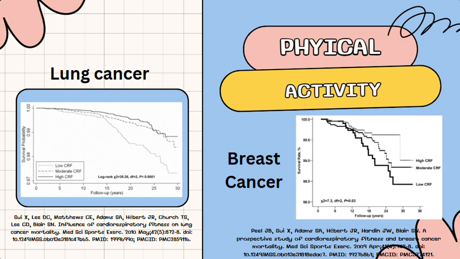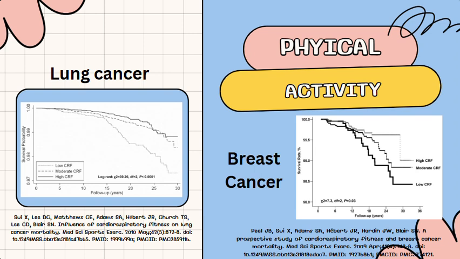versus the solid line, which is high cardiorespiratory fitness. So if you have really good cardiorespiratory fitness, because you were an athlete or because you maintained good physical activity, you actually have a significantly increased survival probability if faced with the diagnosis of lung cancer. So this is just one example on the left.